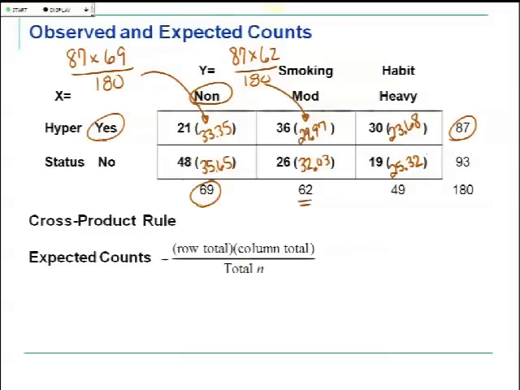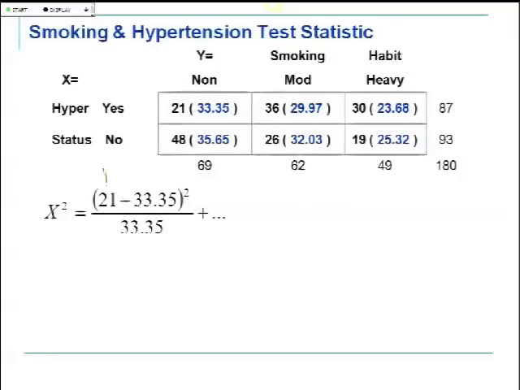Once you have the expected counts, you need to still measure how close they are to those observed ones through your test statistic. Your x-squared test statistic is the same for all chi-squared tests. You're going to always take your observed count minus the expected one, and the expected is your base. So I've written out the first term. There would be six terms altogether.